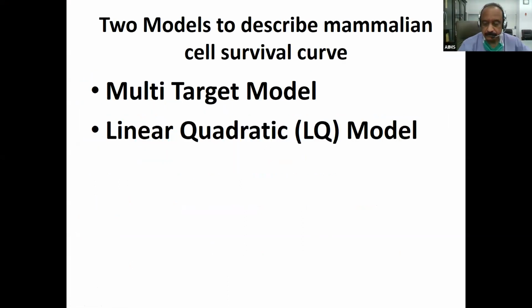So I will start from where I left yesterday, and we were on this slide. I said that to define or to explain the shape of mammalian cell survival curves, a lot of models have been put forward. But as a radiation oncologist, we only need to understand these two very popular models. One is the multi-target model. The multi-target model is basically required to understand for examination purposes. Though it does not have any clinical significance, many times it is asked in your final examination. So we need to understand the multi-target model.